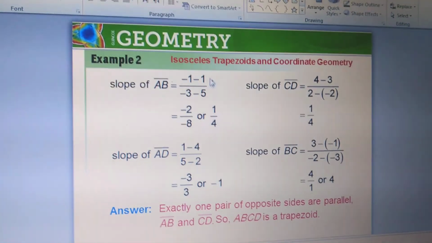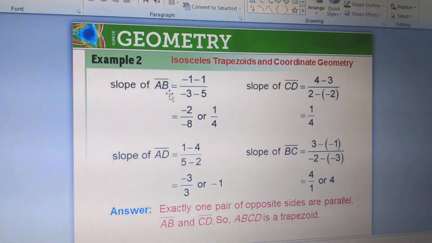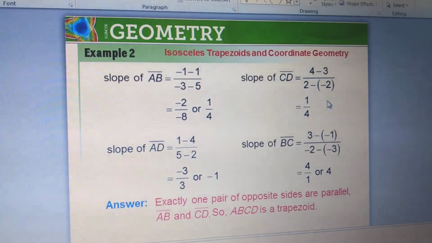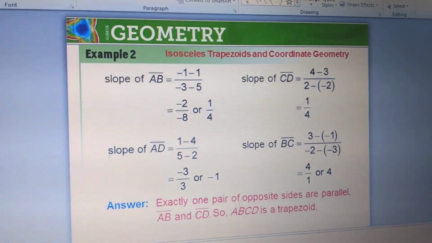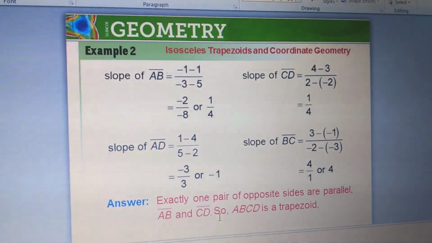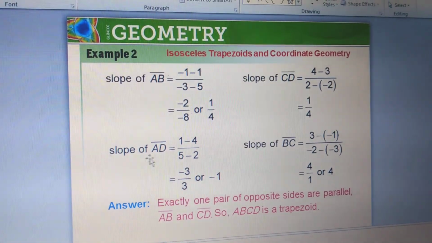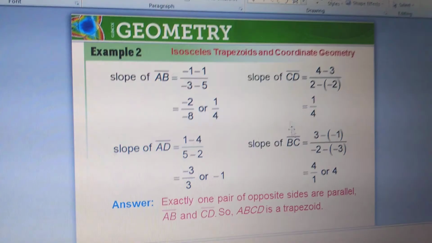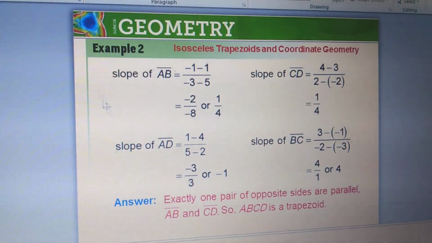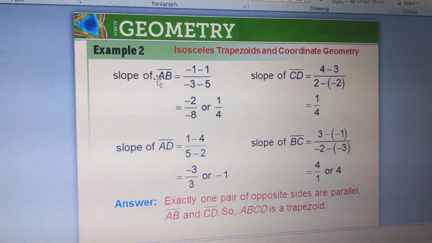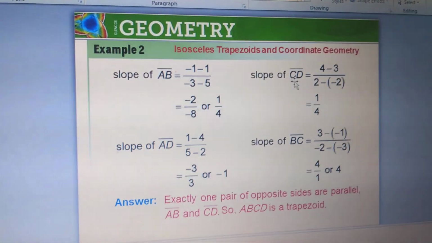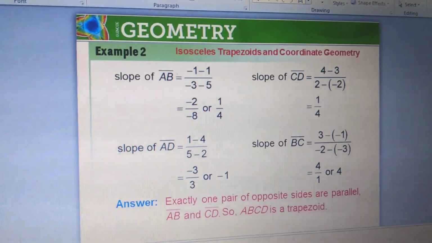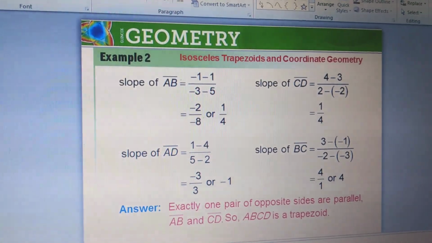Here, as you can notice, the slope of AB is 1 over 4, and the slope of CD is 1 over 4. We have one pair of opposite sides that are parallel, AB and CD, so ABCD is a trapezoid. Of course, I don't care about AD and BC because I can notice they are not parallel. But in the question, he finds the slope of the four sides. After he finds the slope of the four sides, he can say that AB and CD are parallel because they have the same slope. One pair of opposite sides are parallel, then the figure is a trapezoid. Here, he used the rule of slope.